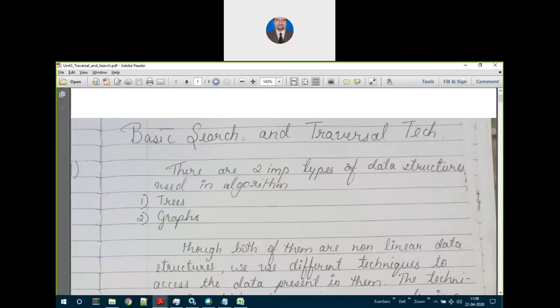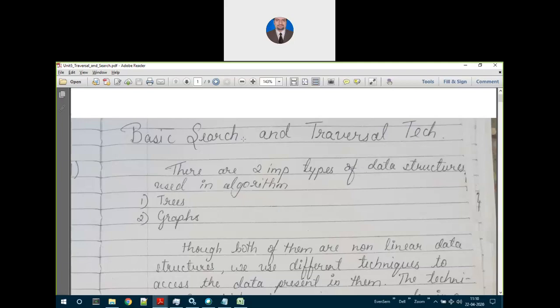Search means what? Suppose there is a given data structure, search means identifying whether that particular data element is present in the data structure or not. If it is present, we can say search is successful, or if it is not present, we can say that search is unsuccessful. In a similar way, the other operation is traversal. Traversal means visiting or accessing each and every element or node in a particular data structure, in a particular method, for doing one particular operation. That we call a traversal.